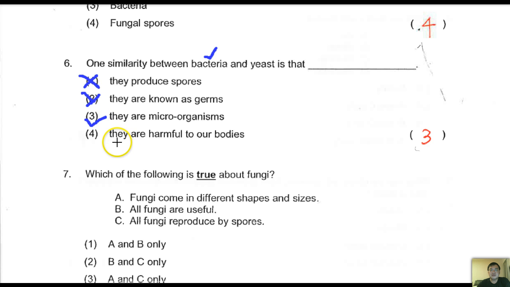Let's look down below before we conclude that that is the answer. They are harmful to our bodies. Not true, as you learned from the above. Bacteria can be useful, as well as some fungi. All right, so 3 is the answer for this.